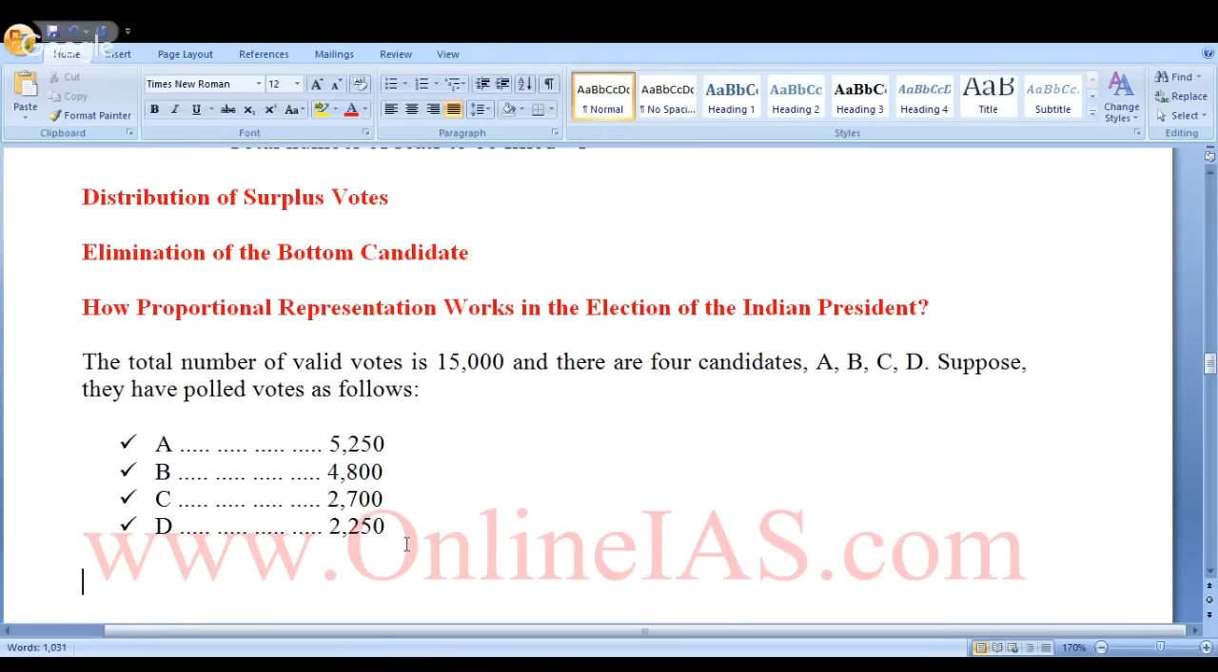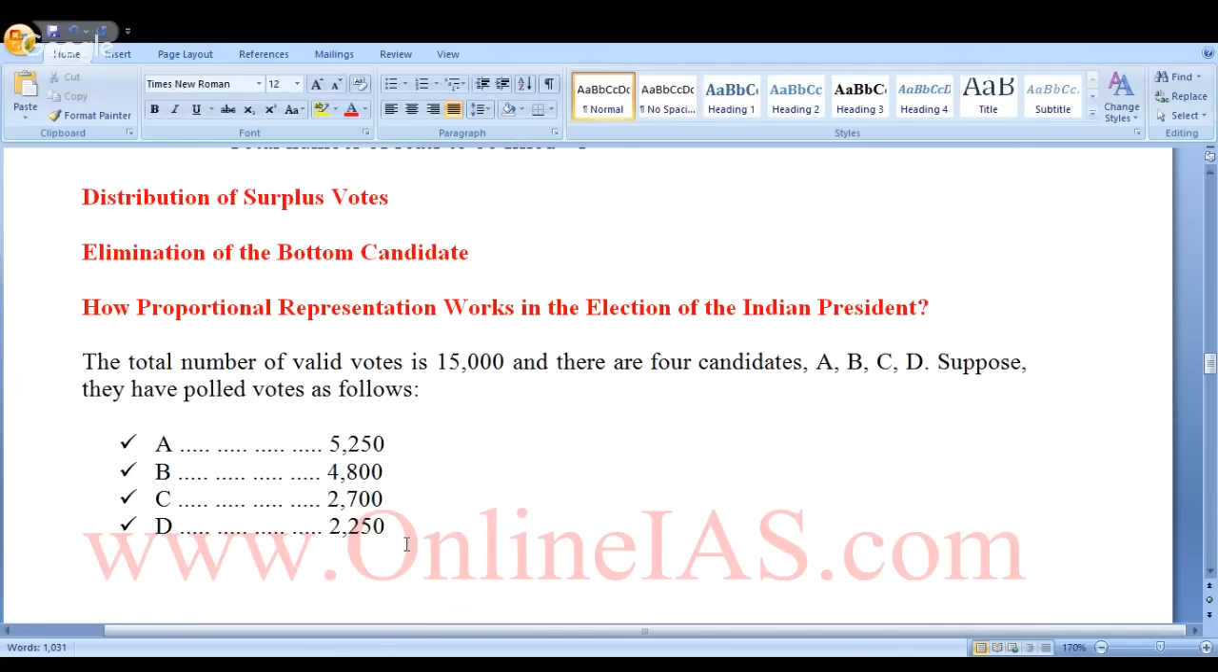MLAs have voted, and members of the parliament have voted, and the total is 50,000, right? And there is a vote value place. In the first round of counting, A got 5,250, B got 4,800, C got 2,700, and D got 2,250. Now tell me, whom do you declare elected?